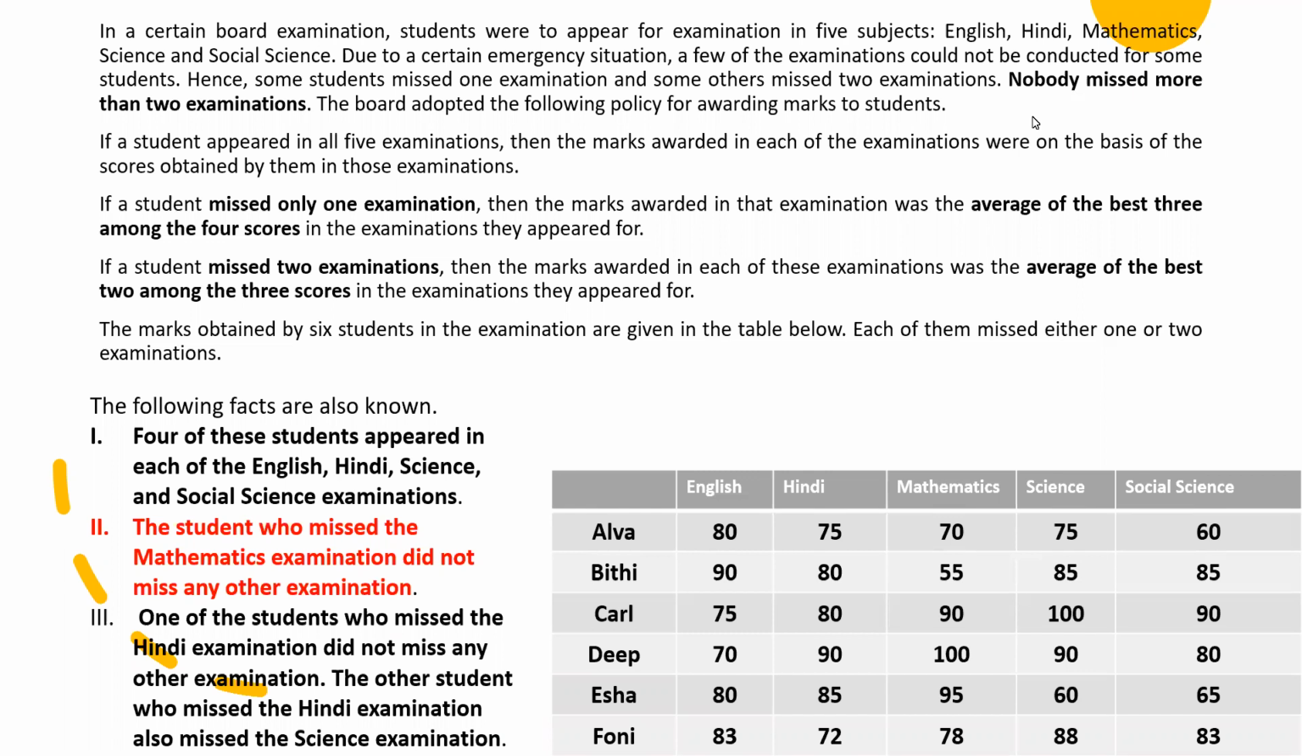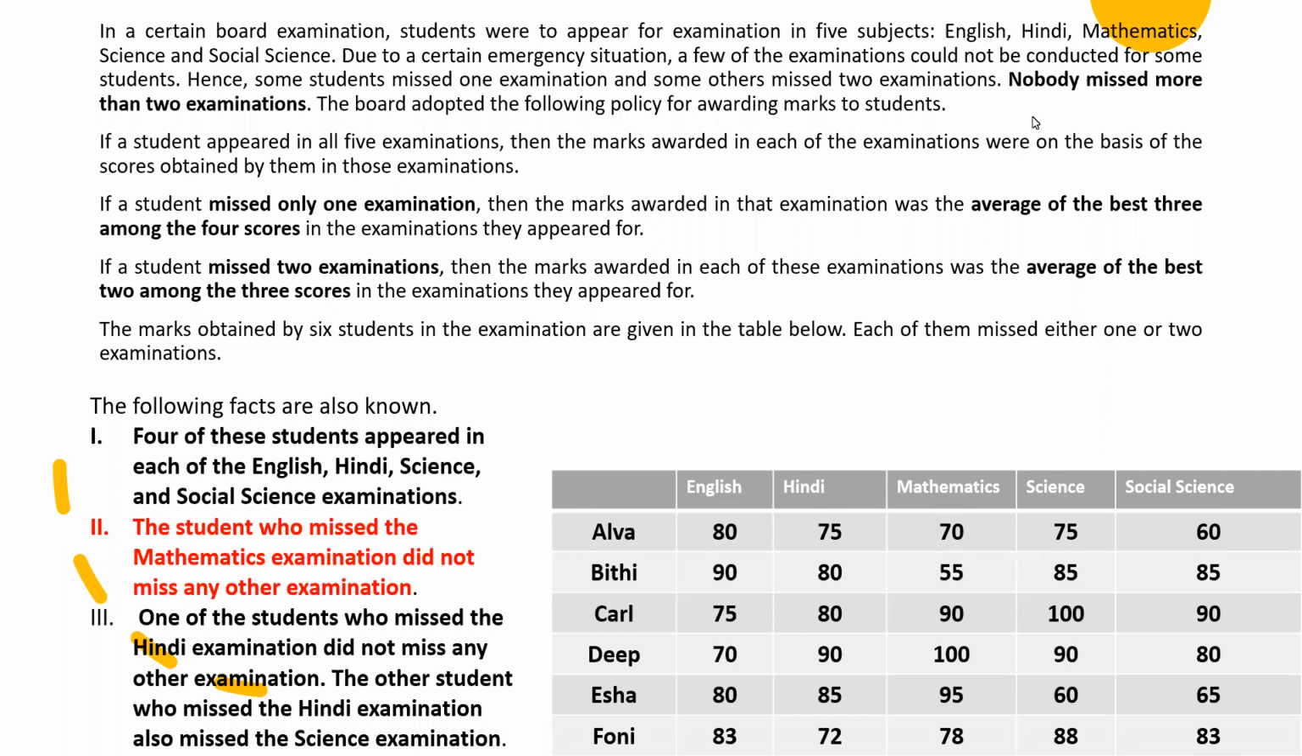Okay, and then certain additional factors are given. 4 of these students appeared in each of English, Hindi, Science, and Social Science examinations. It means out of the given 6 students, we'll always have 4 students appearing for English, Hindi, Science and Social Science. So what we can say is 2 students missed English, 2 students missed Hindi, 2 students missed Science, and 2 students definitely missed Social Science examinations.